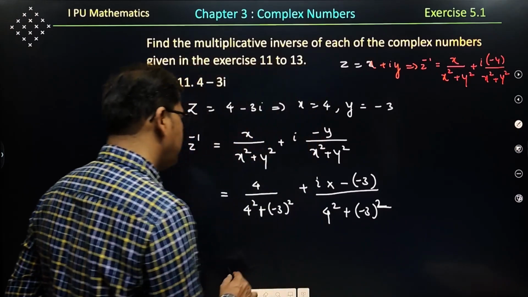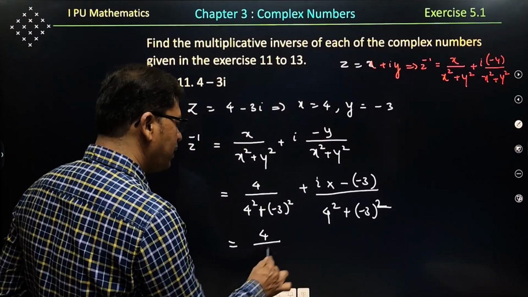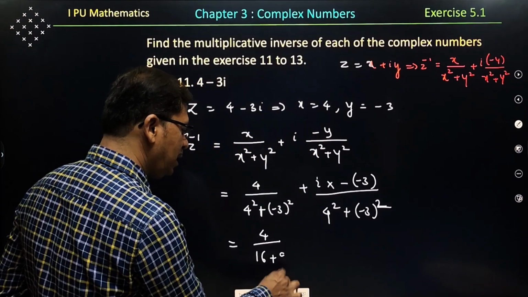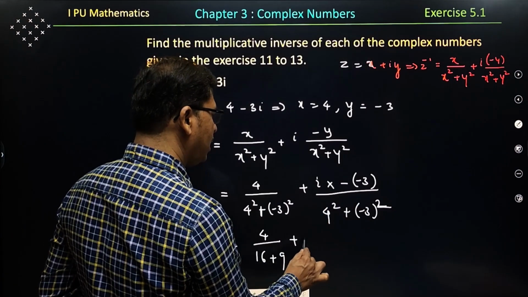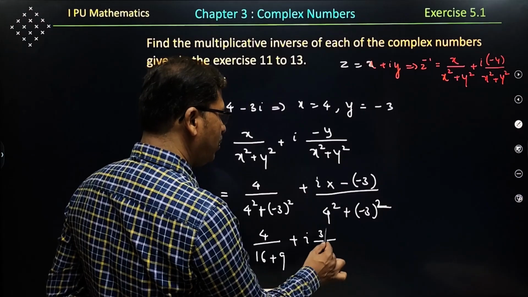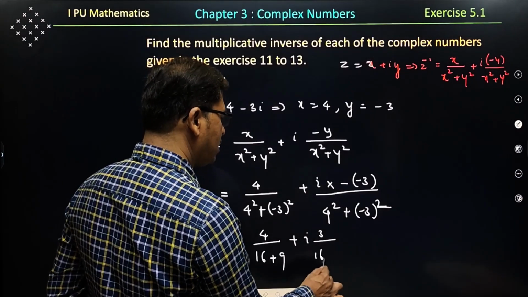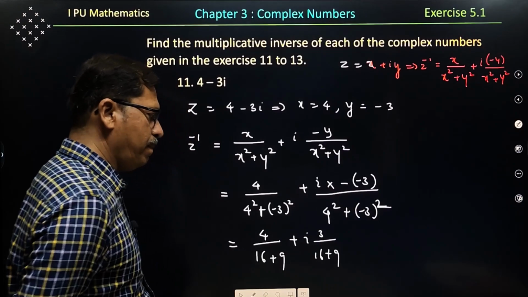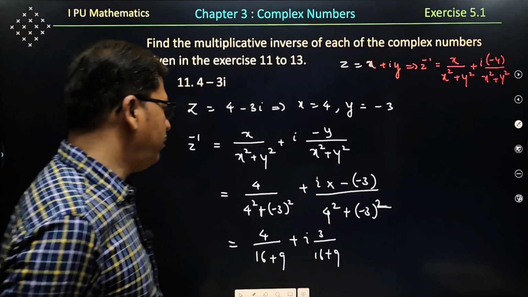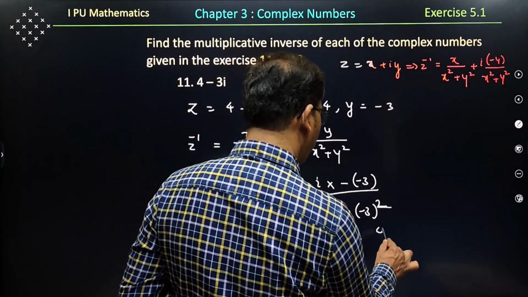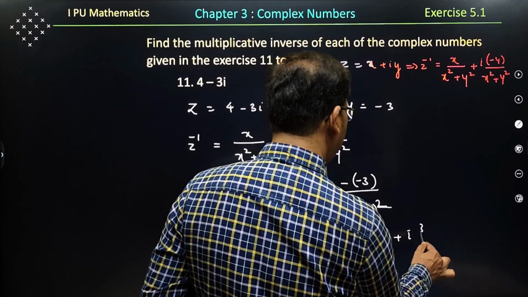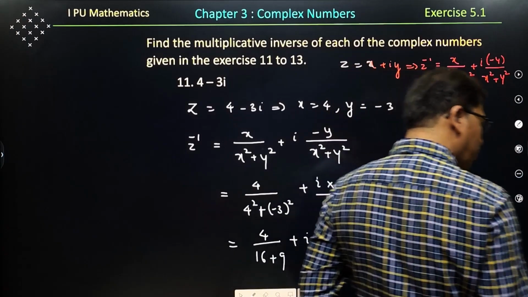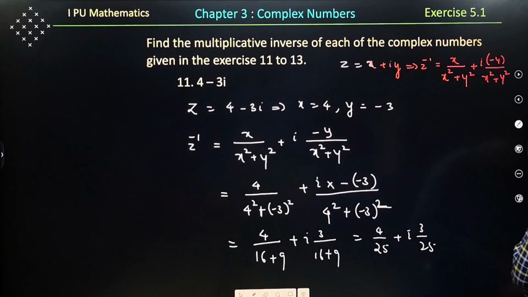Now you see what happens. 4 divided by 4 square is 16, minus 3 square is 9, minus into minus plus, and then this is I into 3 divided by again 4 square is 16, and then this is plus 9. So the answer is 4 upon 25 plus I into 3 divided by 25. I hope this is the answer here. Yes, it is the correct answer.